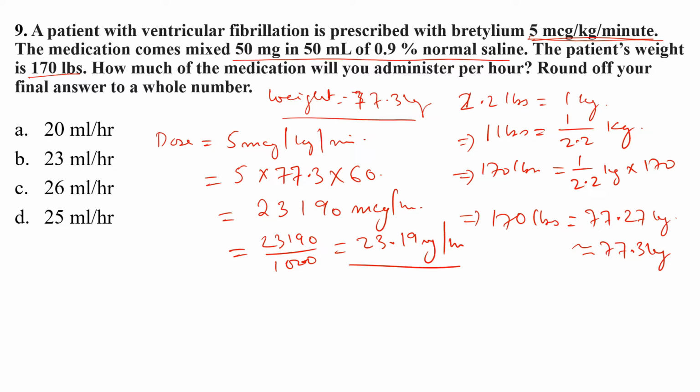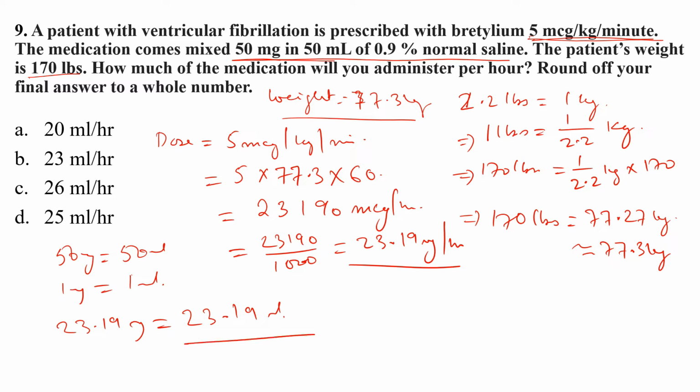So in this question, I will not calculate this according to the formula. We will just look at the dose which is available in hand. That is 50 mg we have in 50 ml. So 1 mg equal to 1 ml. So this is the desired dose. So 23.19 mg will be equal to 23.19 ml. So the medication we have to give at around 23 ml per hour. So the correct option here is option B, that is 23 ml per hour.